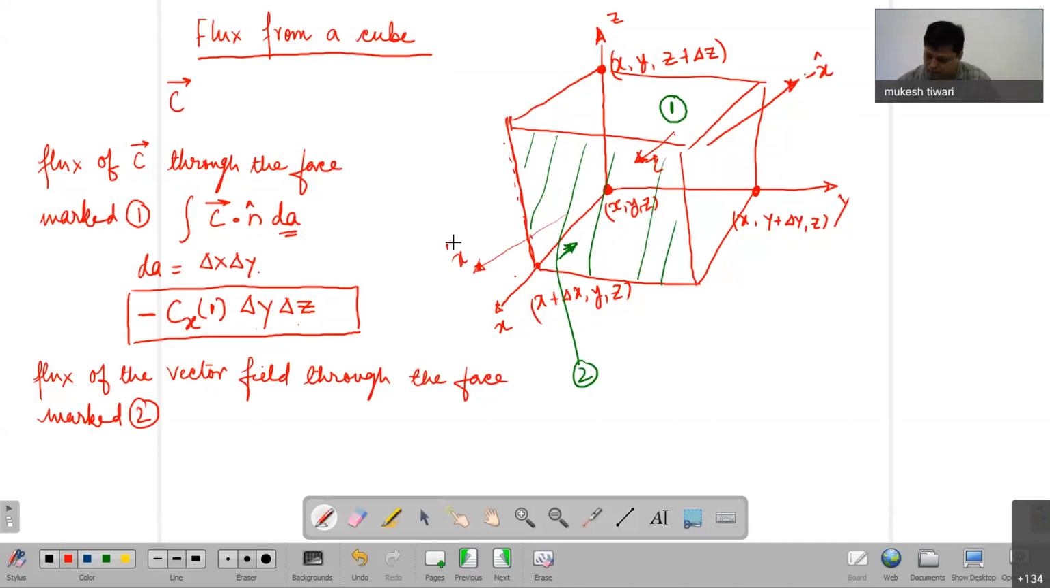Again, we will have this assumption that the value of the vector field over this entire surface, over this entire plane that we are looking at, the one which I have marked with these green lines, remains the same. With that assumption and taking into account the direction of the area element, this flux is going to be the x component of the vector field on the face marked as 2 times the area element. I hope that till this part things are clear to you, because this is the basic building block of what I'm trying to put in front of you.